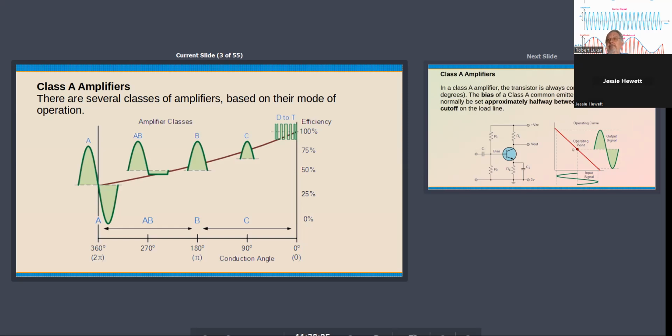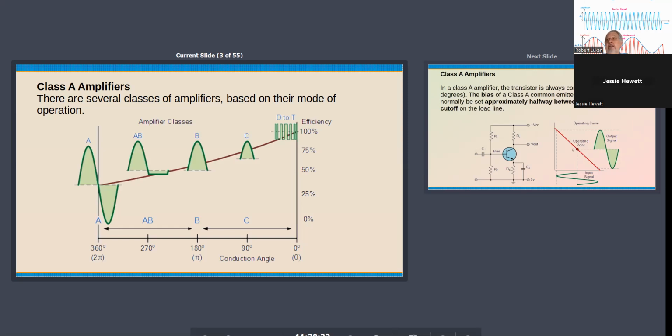A Class C is, of the analog classes, the most efficient, but it only amplifies a portion of the waveform. Okay. So its conduction angle is 90% or less.